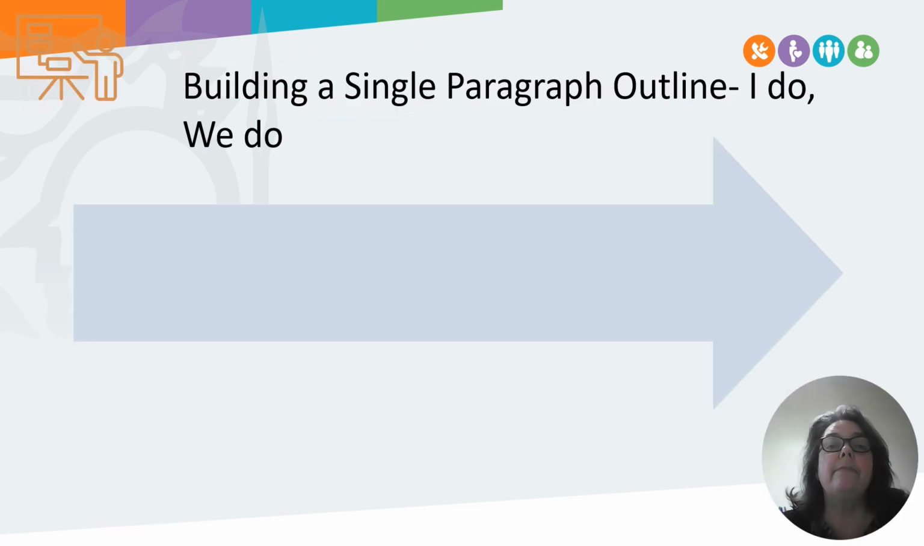There are several steps to building a paragraph outline, all of which it is necessary to model, with lots of I do, we do, before getting to the you do. Before we begin creating our SPO, we need to think TAP: topic, audience, purpose. Once these 3 aspects have been decided and made clear, we can begin our SPO.